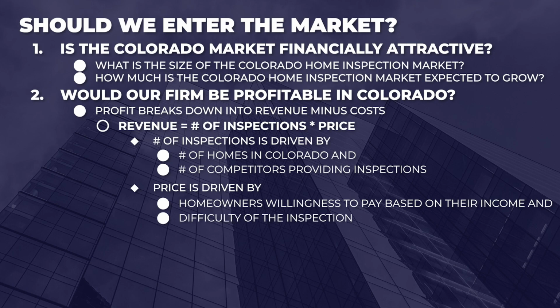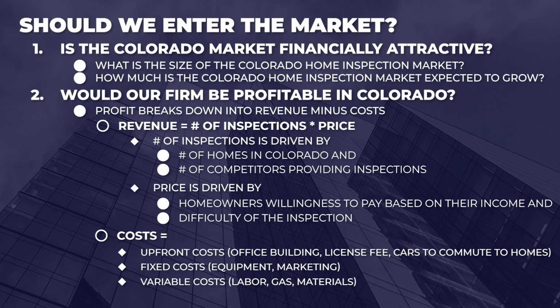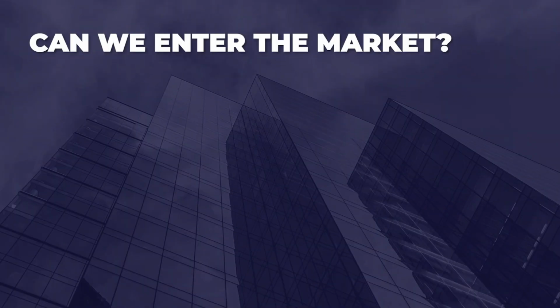Now that we're done with revenues, let's move on to costs. I will remind the interviewer that since our goal is focusing on top-line revenue, we don't need to worry about costs too much, but a few factors include 1. The upfront costs, such as the office building, license fees, and cars to commute to homes. 2nd, our fixed costs, such as equipment and marketing. And 3rd and finally, our variable costs, such as labor, gas to commute to homes, and the materials needed to complete each inspection.